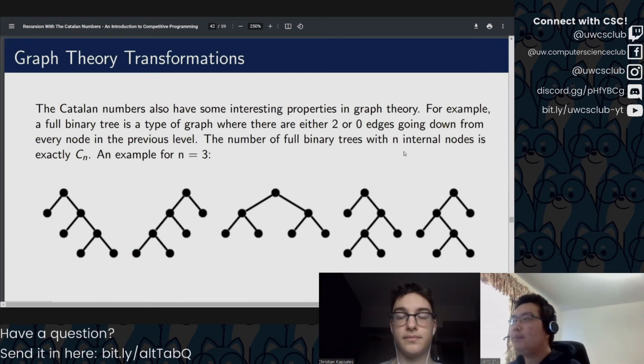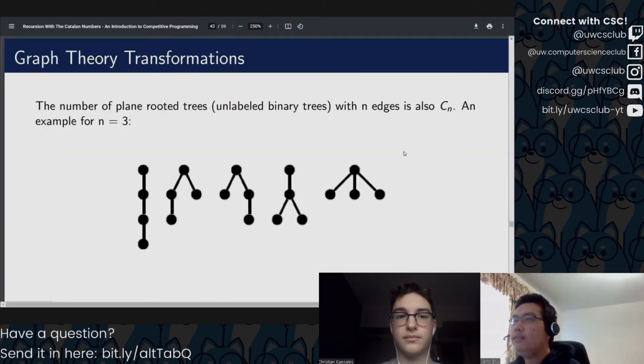The Catalan numbers also have some interesting properties in graph theory. For example, a full binary tree is a type of graph where there are either 2 or 0 edges going down from each node in the previous level, and the number of full binary trees with n internal nodes is exactly C of n. An example is shown for n equals 3. Also, the number of plane-rooted trees or unlabeled binary trees with n edges is also C of n. Here's an example for n equals 3.